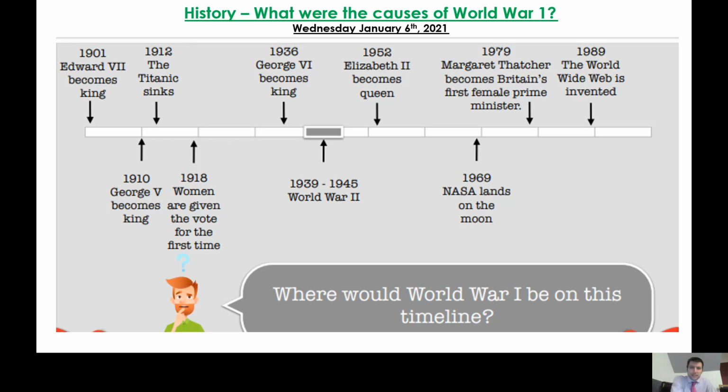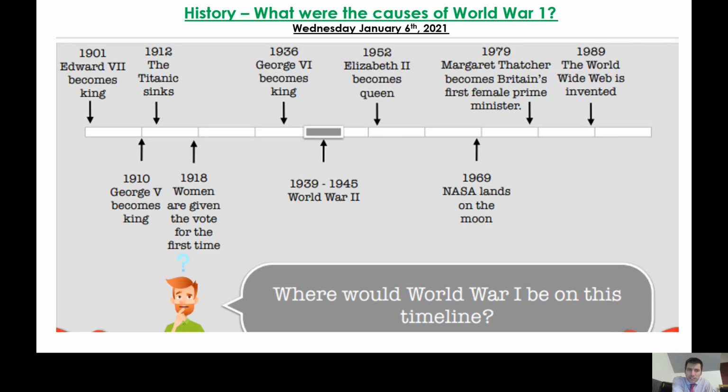Okay, now, first job for us today within our new learning is we can look at this timeline, which starts in 1901 and finishes in 1989 when the World Wide Web was invented. We can see when World War II was between 1939 and the year 6 years later. We can see when we landed on the moon in 1969.